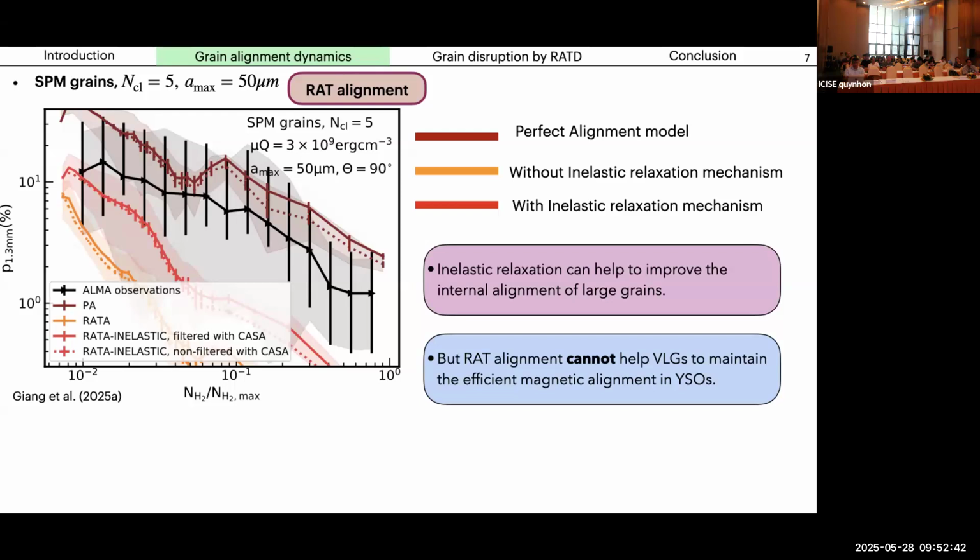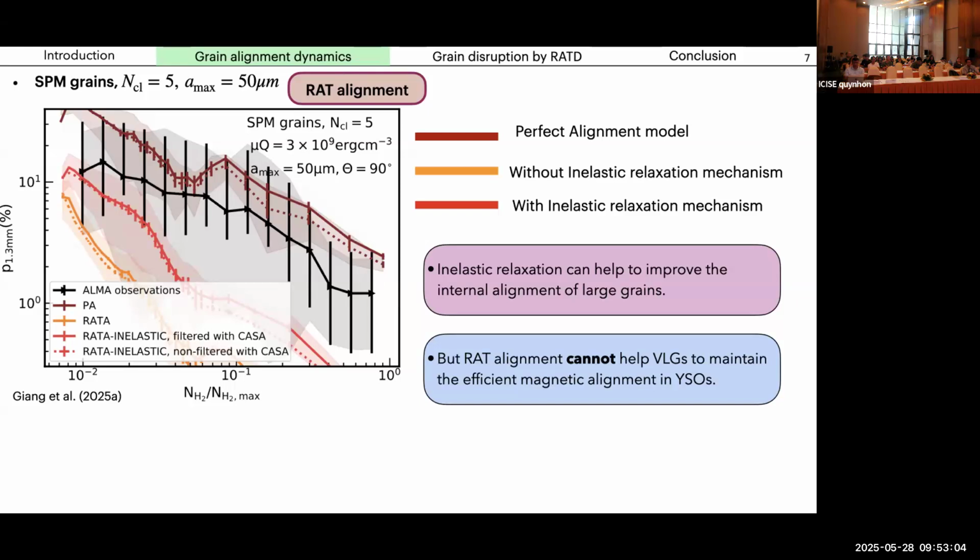The black line shows the mean value of the 10 young stellar objects observed by ALMA. The brown one shows the results for the perfect alignment model. The orange one shows the results of POLARIS, but we don't consider the effect of inelastic relaxation. And the last one is the result when we consider the effect of inelastic relaxation.